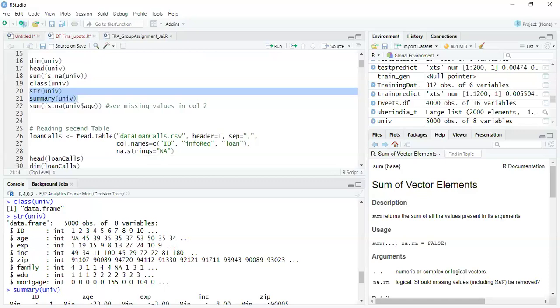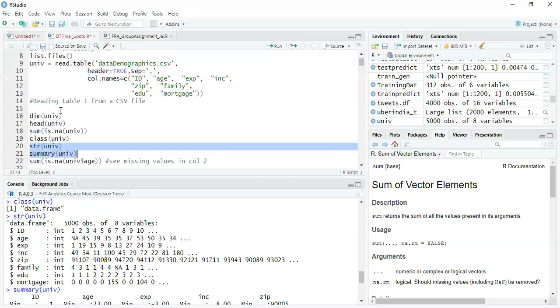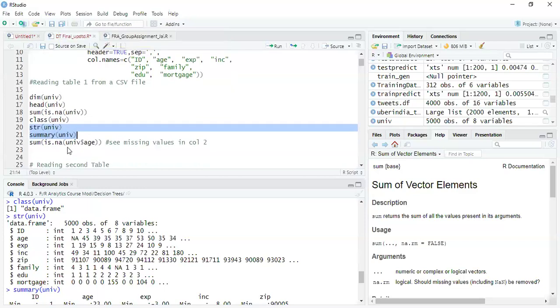Got it? So take a book, take a pen. Simply keeping in mind will not do. As a data scientist, you should write it down. Write down: table one, the actual name is data demographics. In R it is univ. The data is neatly spread except it has some missing values. You also note down the number of rows and columns.